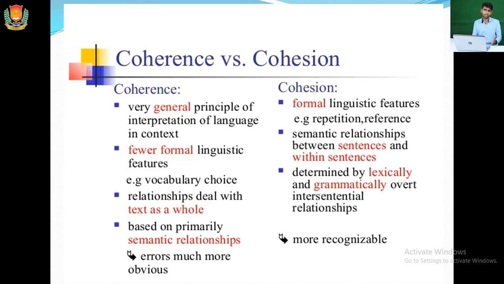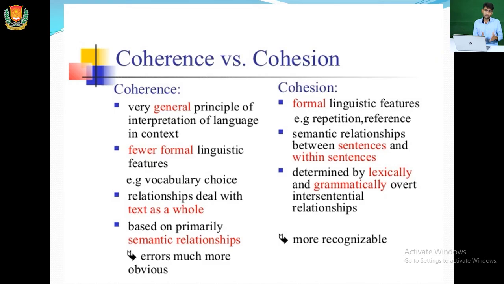Coherence deals with the text as a whole. As I have already discussed, it deals with the whole meaning of any content, any paragraph, any article, or any piece of writing. It is based primarily on semantic relationships, and errors are much more obvious and we can find them easily. And cohesion has formal linguistic features, for example repetition and reference, semantic relationships between sentences and within sentences. Why is it written "within sentences"? Because it deals with the words as well.